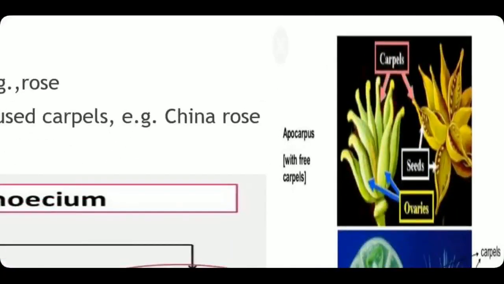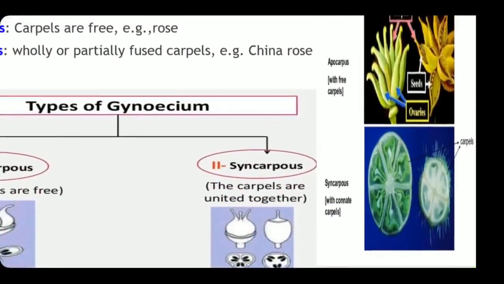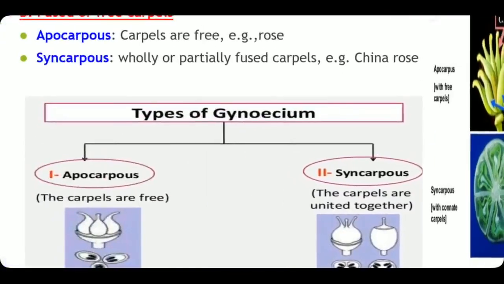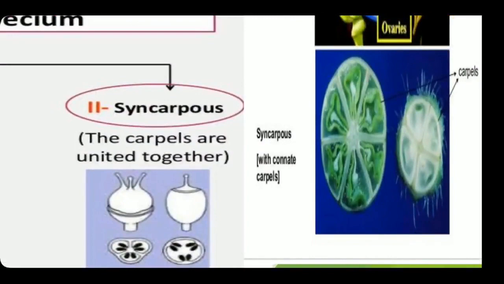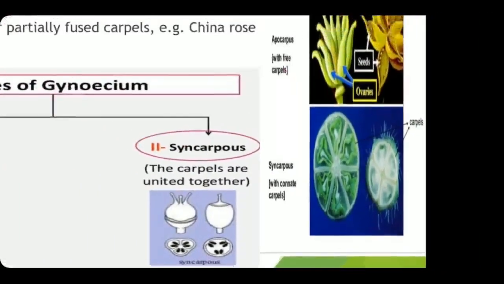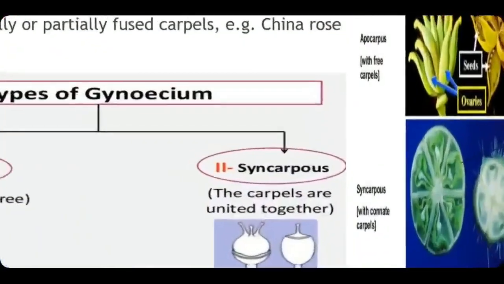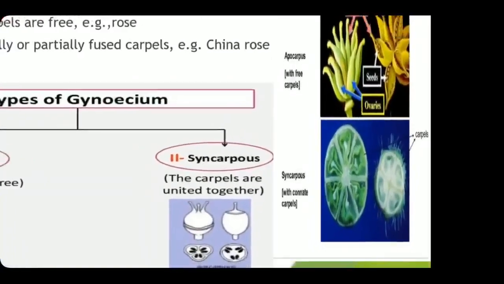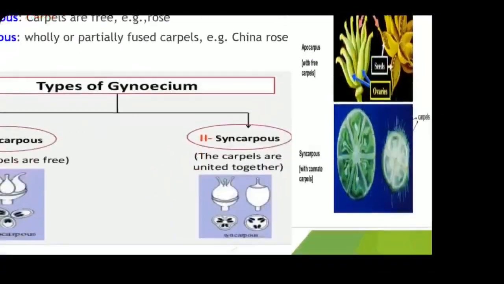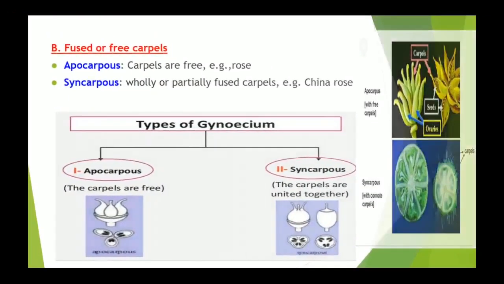And if the carpels are fused, it means they are attached to each other, then we can say it is syncarpous. Here you can see syncarpous. Tomato is an example of it, or China rose is an example of it. In this, the carpels are united together, they are not free from each other. Got it? So these are the two variations of pistil or carpels.